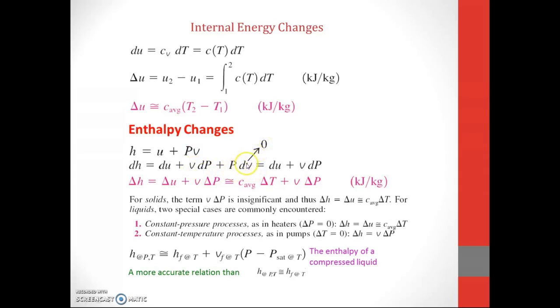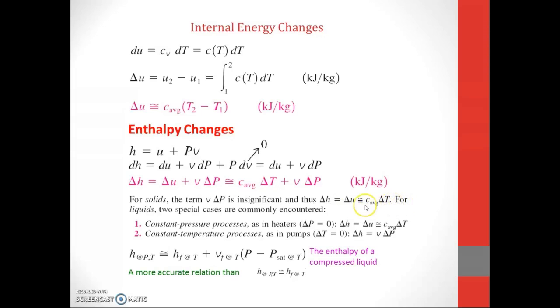But dv is equal to 0 for solids and liquids. Therefore we have this equation: dh equals du plus v dP only. So this is the equation for solids and liquids. Therefore, delta h equals delta u plus v delta P, which is equal to C average delta T plus v delta P. For solids, the term v delta P is insignificant, and thus delta h is equal to delta u, which equals C average delta T.